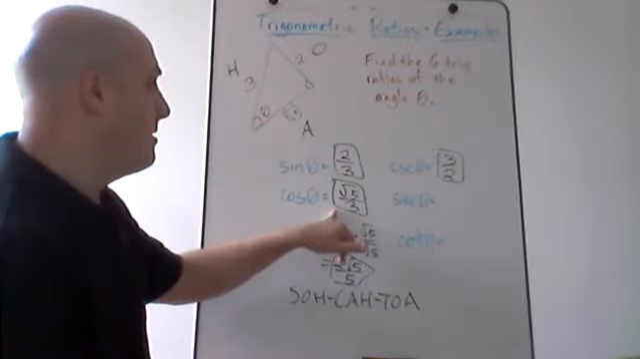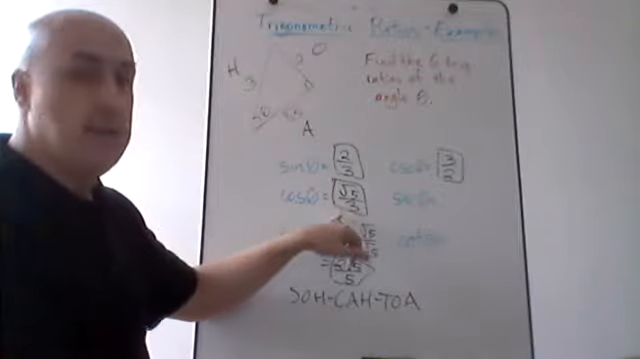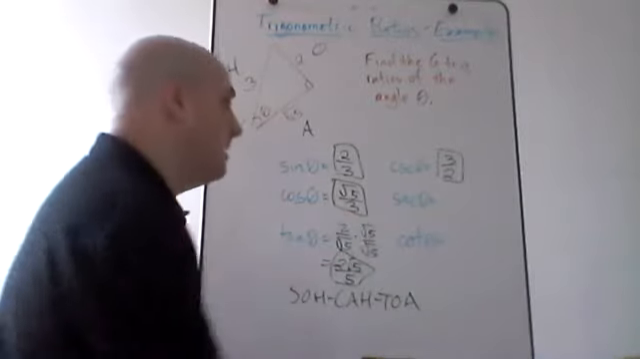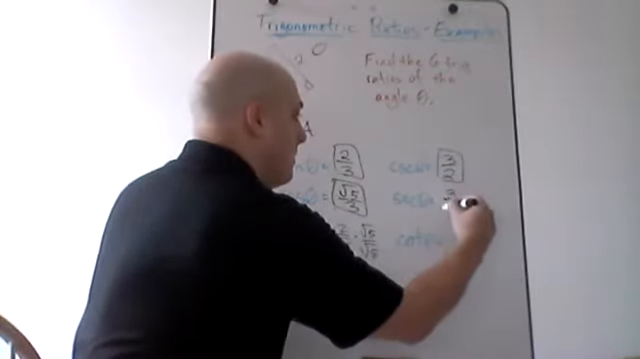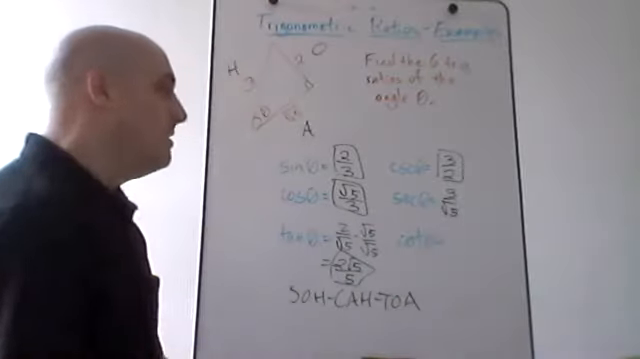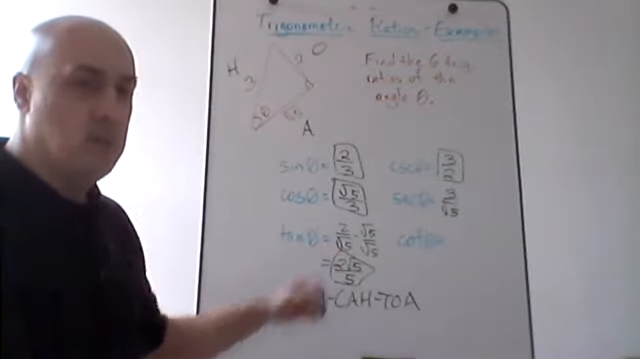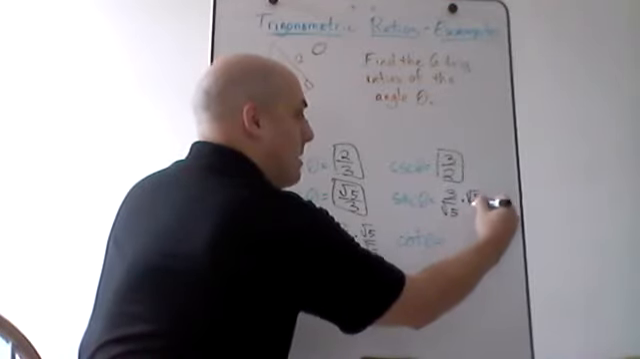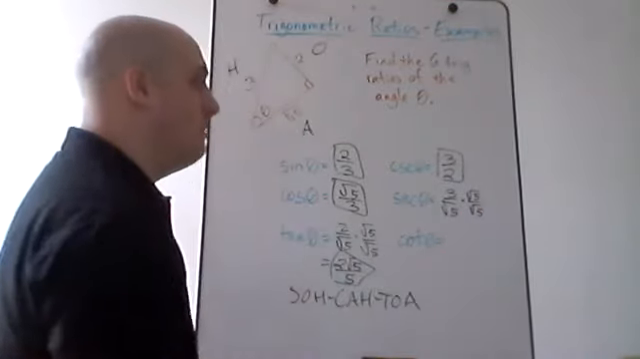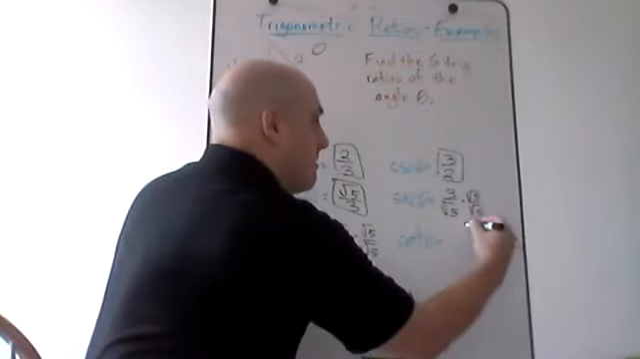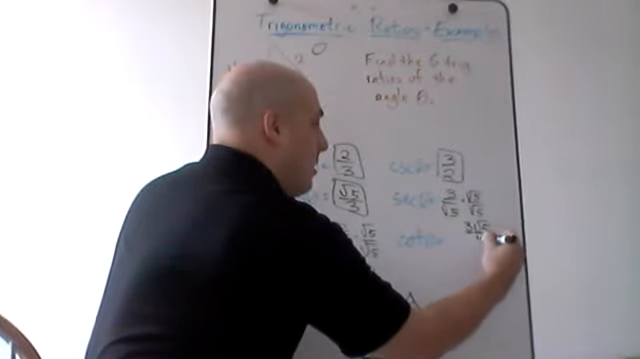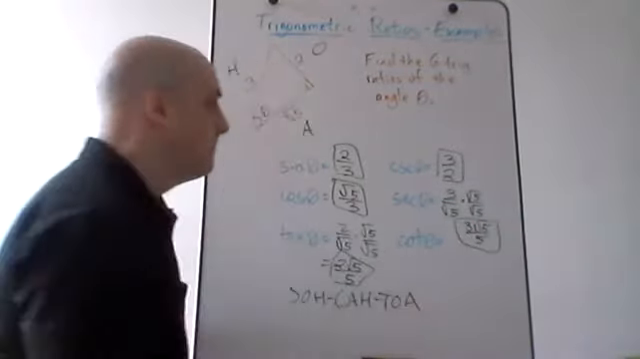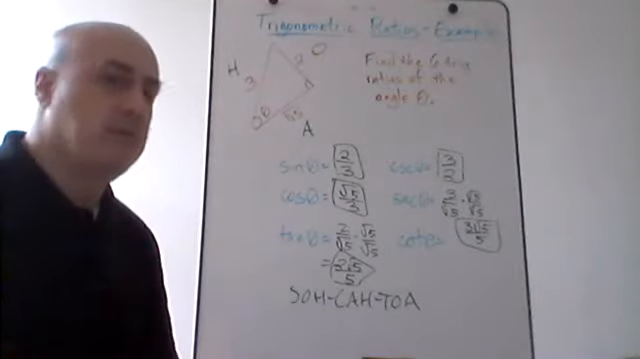Cosine was root 5 over 3. Secant theta is the reciprocal of cosine theta. So secant is going to be 3 over the square root of 5. Now, once again, just like we have with the tangent here, we get that square root of 5 in the denominator. So once again, I need to rationalize my denominator by multiplying the top and bottom by the square root of 5. So I get 3 square root of 5 over 5. All right, so secant of theta is 3 square root of 5 over 5.